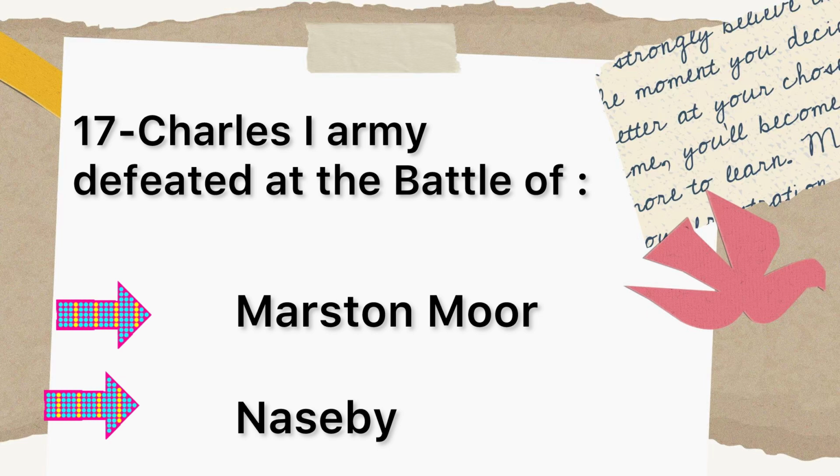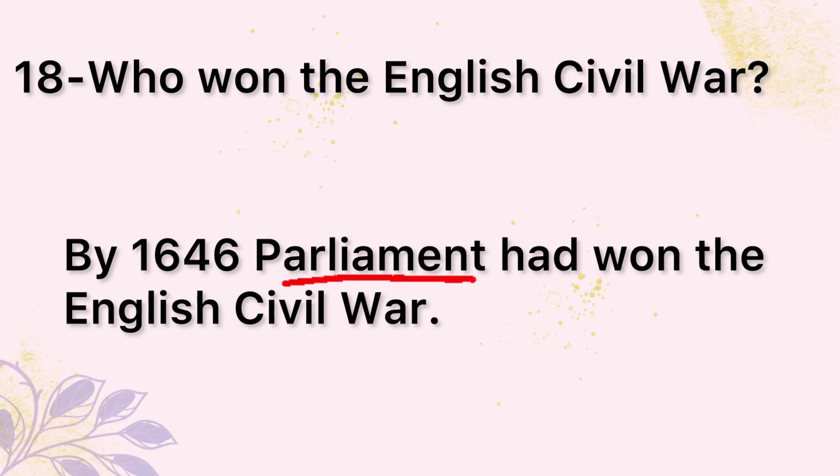Charles I's army was defeated at the Battles of Marston Moor and Naseby. Who won the English Civil War? By 1646, Parliament had won the English Civil War.